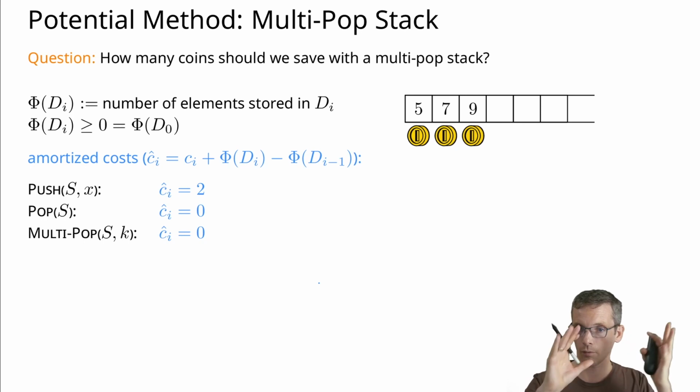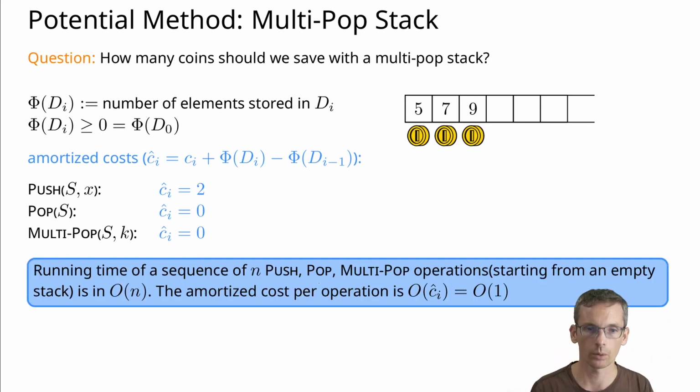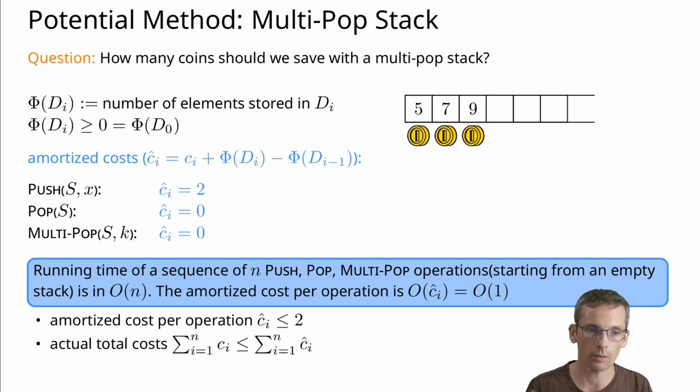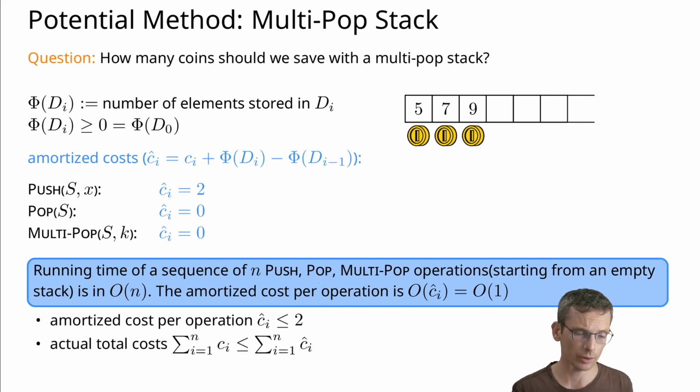So from all this, I can conclude that the amortized cost is constant, and the actual costs, which I can now bound by the amortized costs, are bounded by 2n, so by O of n. We have to be slightly careful here because now I'm claiming actual cost is smaller or equal to amortized cost.